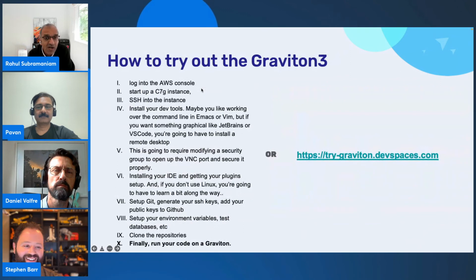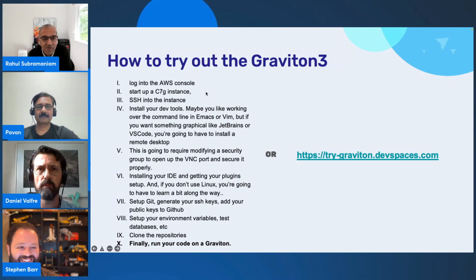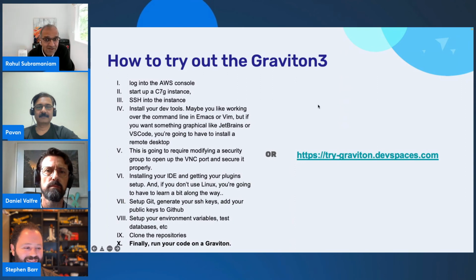We've done a lot of work along with AWS to make sure that DevSpaces and the Graviton stuff all work seamlessly, and our customers can literally just benefit from that out of the box. And here you can see on this slide that Stephen just put up the contrast between what you need to do to get started with Graviton if you were to do it on your own, versus just going to trygraviton.devspaces.com, starting with the GitHub repository, and just starting to use it.